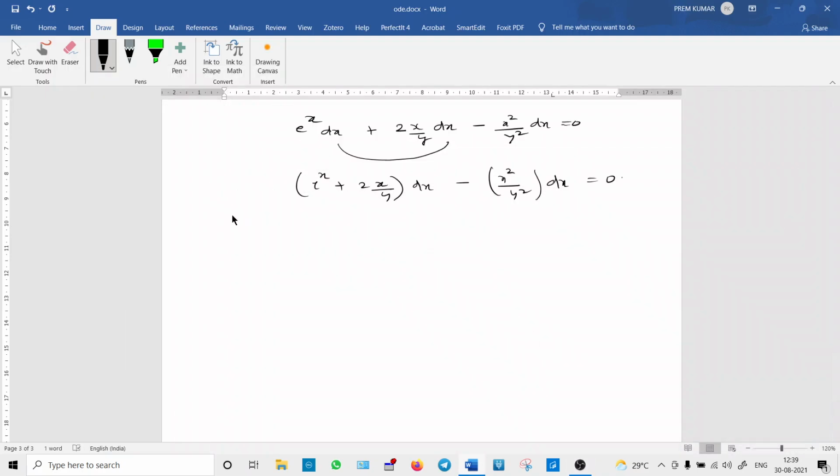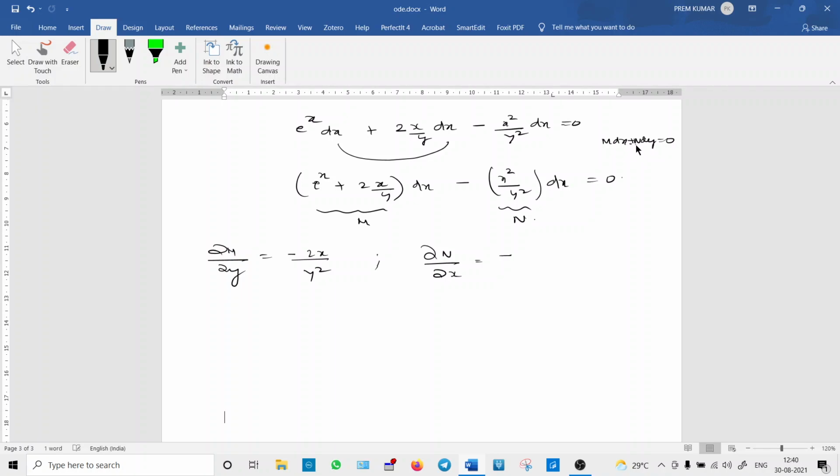Now you can see this equation is in exact form. Suppose this is M and this is N. So what is dou M by dou y? This is fully a function of x, so this will become 0. Dou M by dou y is minus 2x by y square. So what is dou N by dou x? See, actually the format is what? M dx plus N dy equals 0.